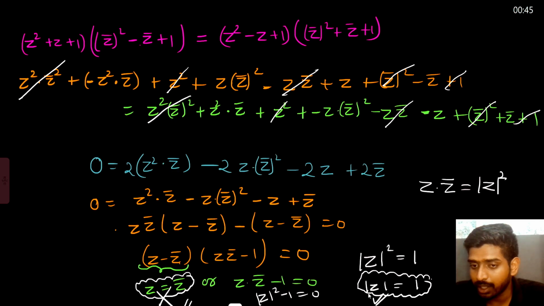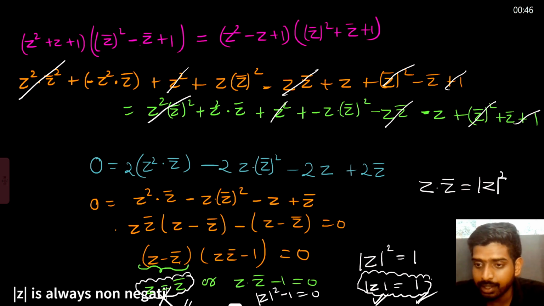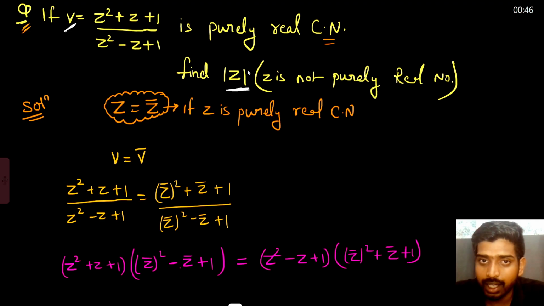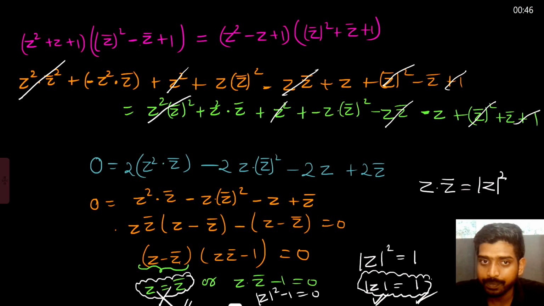z square is equal to 1. Mod z is equal to 1 only. Understood? Here the minus sign will not be taken, as modulus can't be negative. So our answer is 1. Got it? Our next question we'll see.